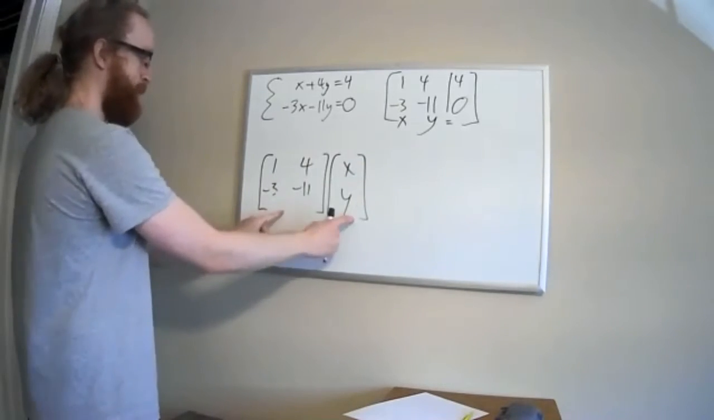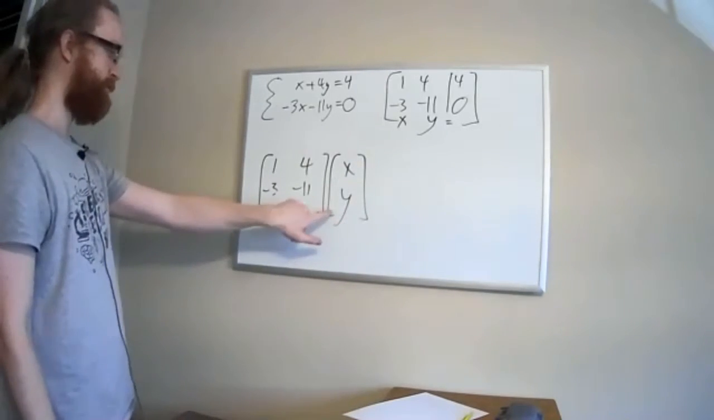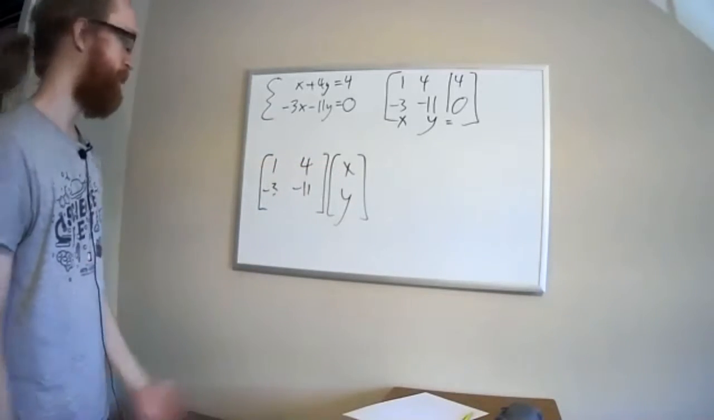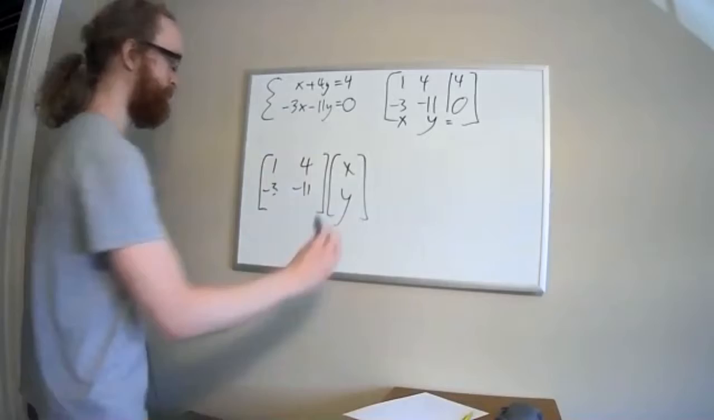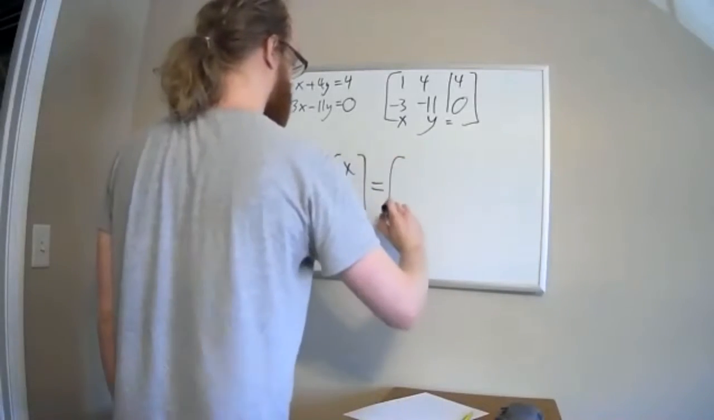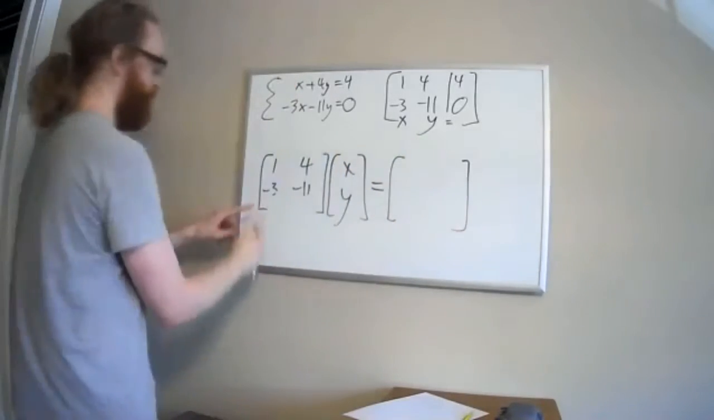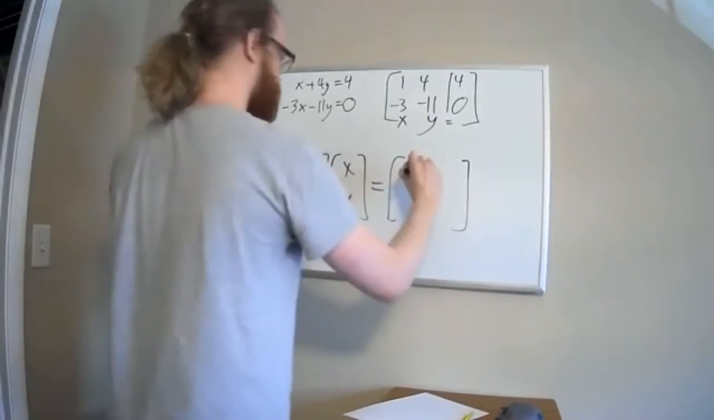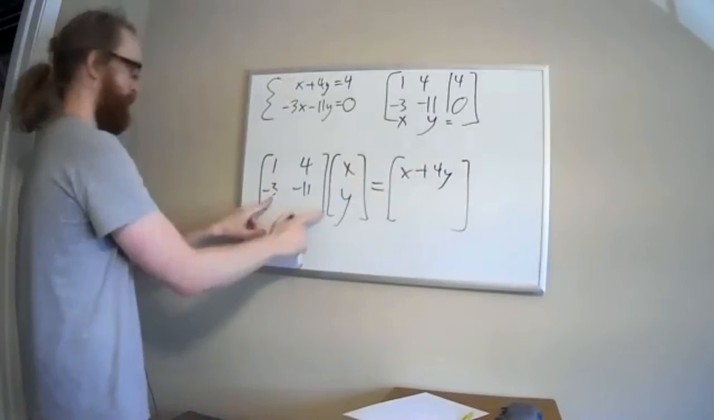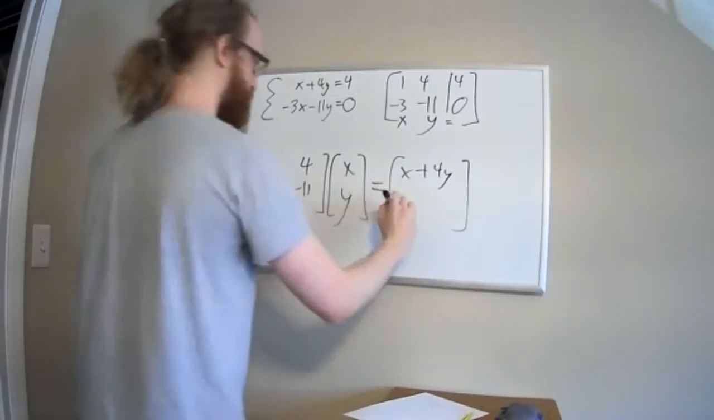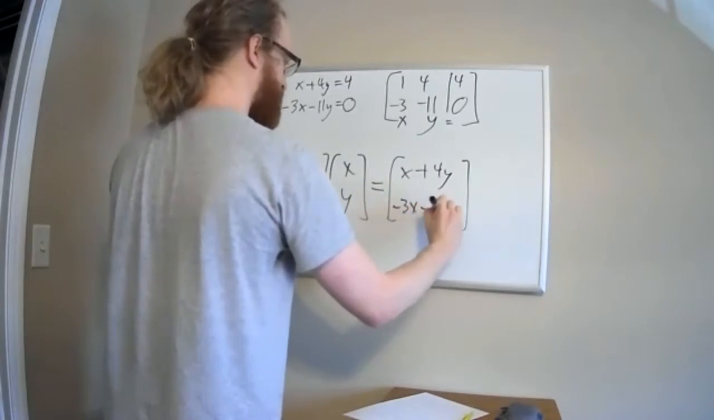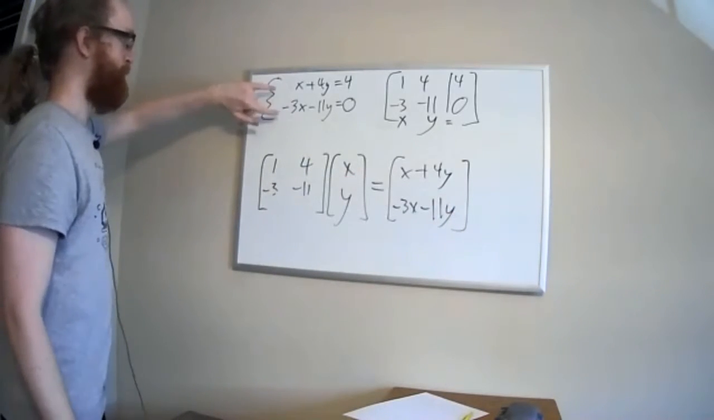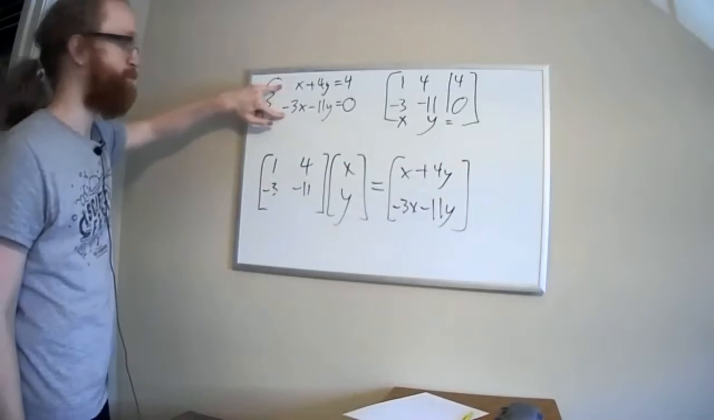What happens if I multiply these two matrices together? So this multiplication is defined because this is 2 columns and 2 rows. So I could multiply this. What happens when I multiply this out? What do you get? Well, let's see, I'll get this row times this is 1x plus 4y, so it's x plus 4y. And -3x minus 11y. Oh, wait. Does that look familiar? Well, they should, because they're the left-hand sides of these equations.